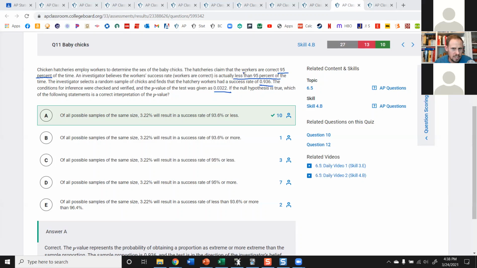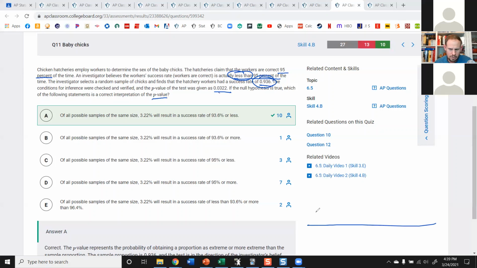All right, so we're only doing the one-sided, only doing less than. So again, interpretation of P means if the null is true. So if the proportion is actually 0.95, the probability of getting this number that we got or farther away, in this case lower, would be this p-value, 0.03. So of all possible samples of the same size, 3.22% of the results will result in a success rate of that much or less. Yeah, that's what it works out to. That's another way of saying it.